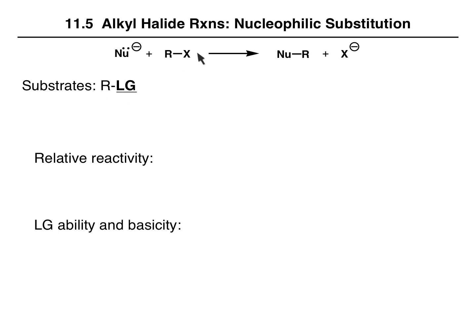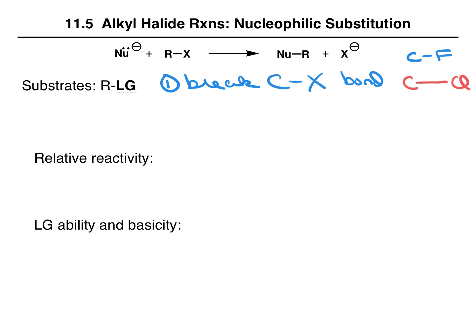And we're starting out thinking about halides. And so what is going to make this a good leaving group? There are a couple ways to think about this. One, we can focus on breaking the C-X bond. If we keep in mind the difference in size: if we are thinking about a carbon-fluorine bond, those atoms are similar in size, so there will be effective orbital overlap. If we're looking at a carbon-chlorine bond, chlorine is bigger, so the orbital overlap won't be as good.